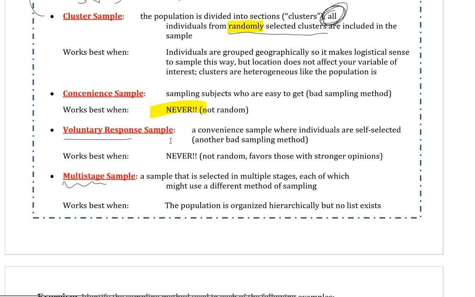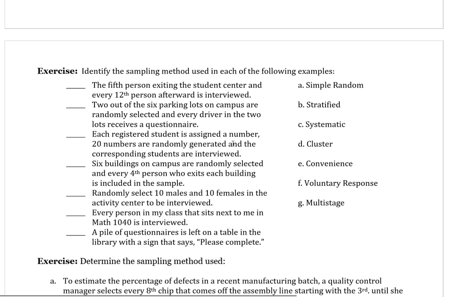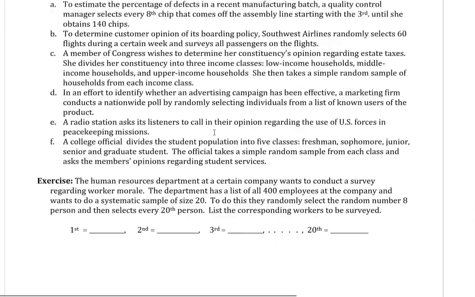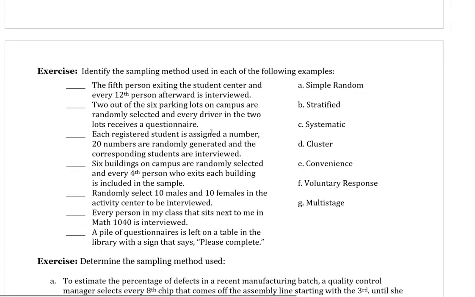All right, so those are the different sampling methods. There's a lot more than this. There's some called quota sampling, for example, but these are the ones we're going to address in this class. All right, now we have some examples to help you with this. We have 3 examples specifically.